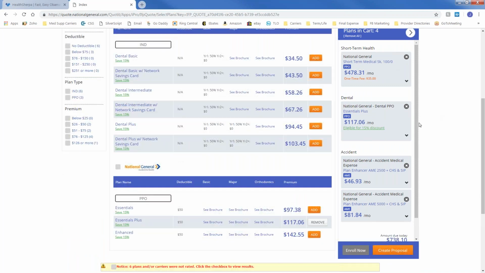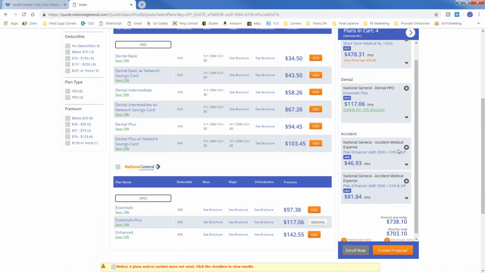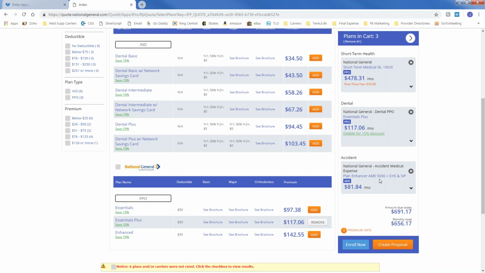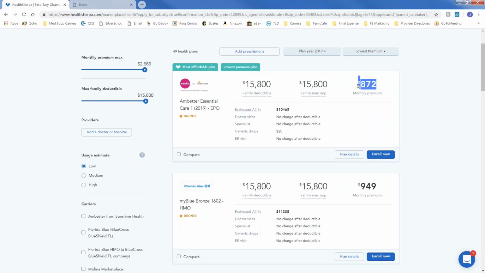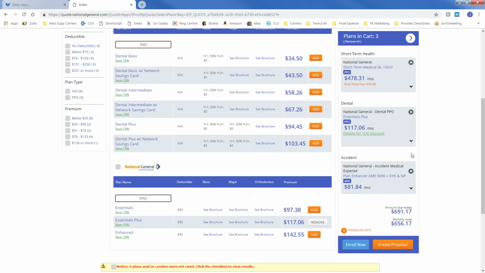The dental plan for $117.06, and then the plan enhancer that would cover the $5,000. This would be what I would quote the person. I would compare it over to here. You can pay $872 with a $15,000 deductible, or you can pay $656 with a $5,000 deductible and deductible coverage and gap coverage and dental coverage. Mr. or Mrs. Client, which do you feel would be better for your family?